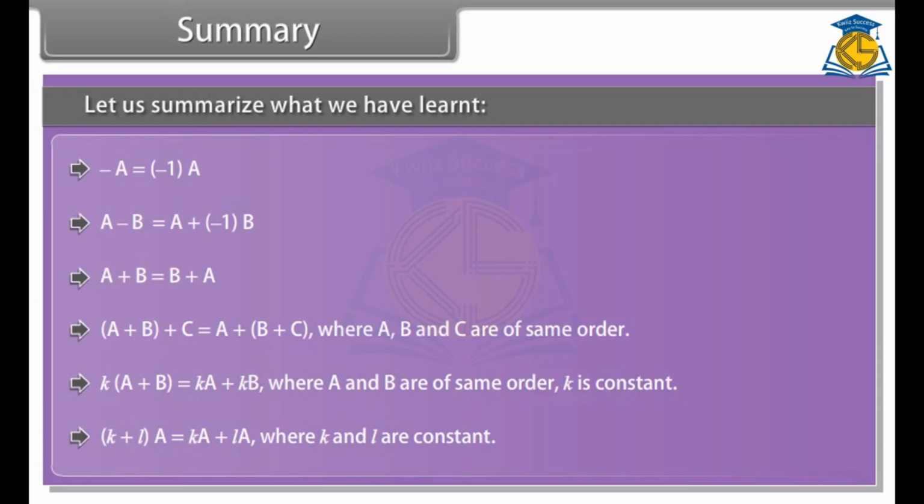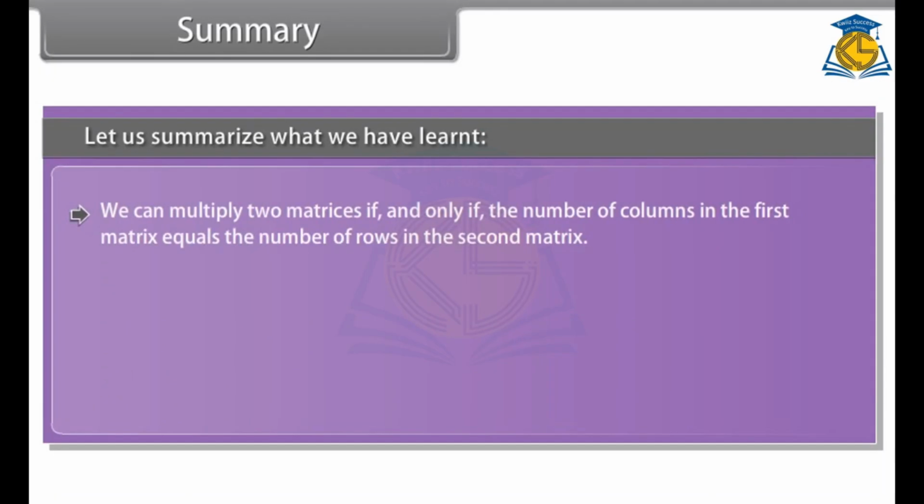K is constant. K plus L into A is equal to K into A plus L into A, where K and L are constants. We can multiply two matrices if and only if the number of columns in the first matrix equals the number of rows in the second matrix. A into BC is equal to AB into C. A into B plus C is equal to A into B plus A into C. A plus B into C is equal to A into C plus B into C.